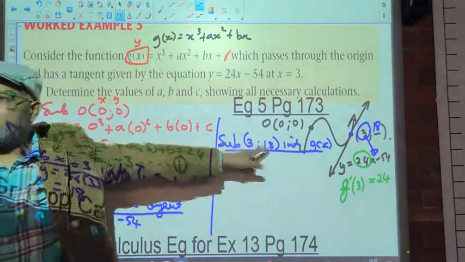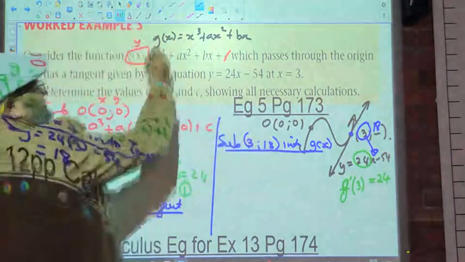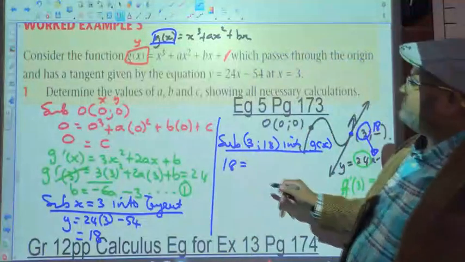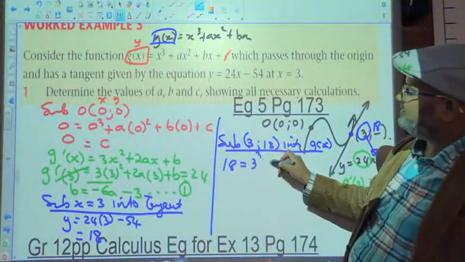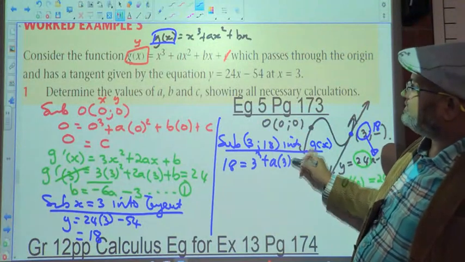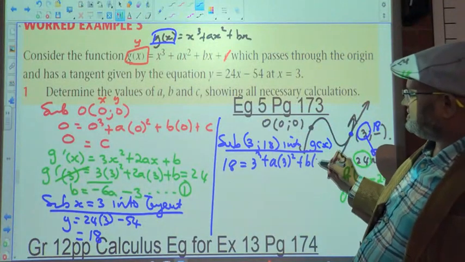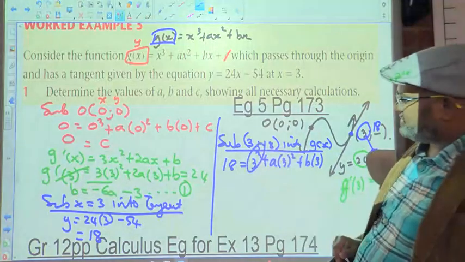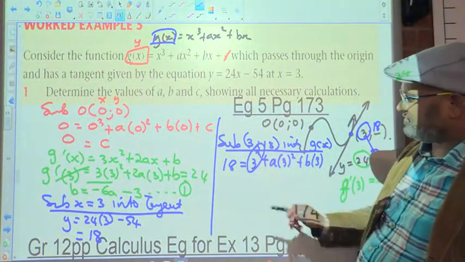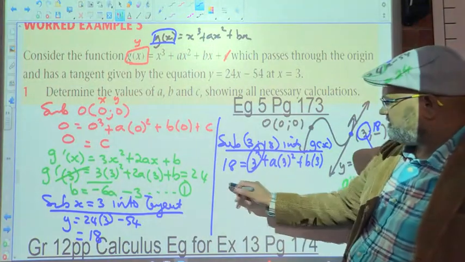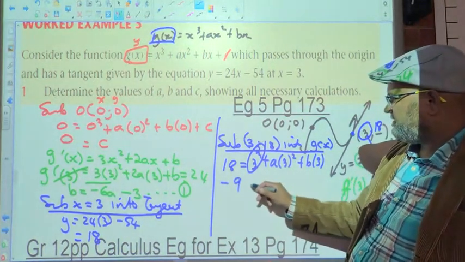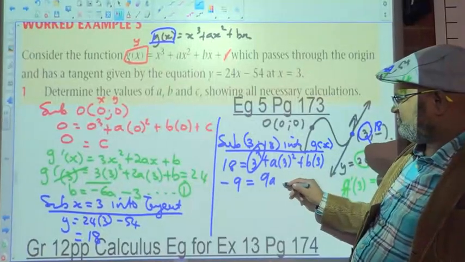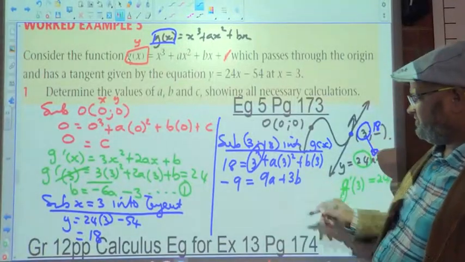That's an x and a y. So I have, that's a y, no? So what do I say? 18 is equal to 3 cubed plus a times 3 squared plus b times 3. 3 cubed is what? 27. What's 18 minus 27? Negative 9 equals 9a plus 3b.